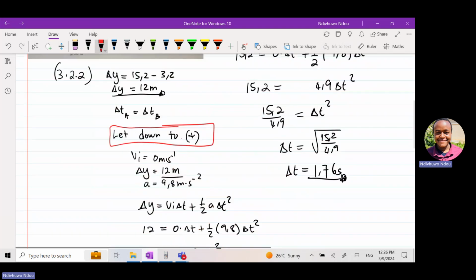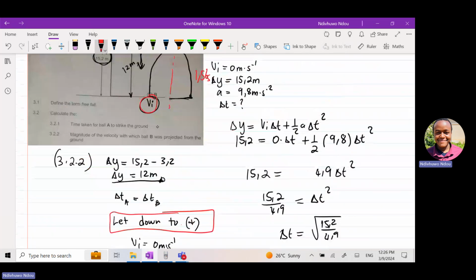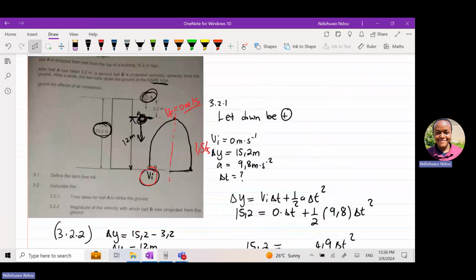Okay, this was quite an interesting question, guys. The trick really was just remembering, going back to the statement and checking there to confirm that, for ball A and ball B to strike the ground at the same time, obviously they must have traveled for the same time, right? It means we had to first calculate the time it takes to move from that position going downwards. We got 1.56.